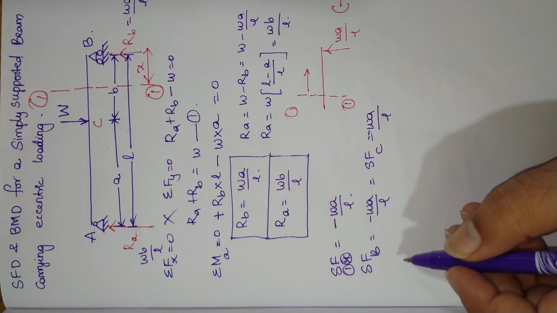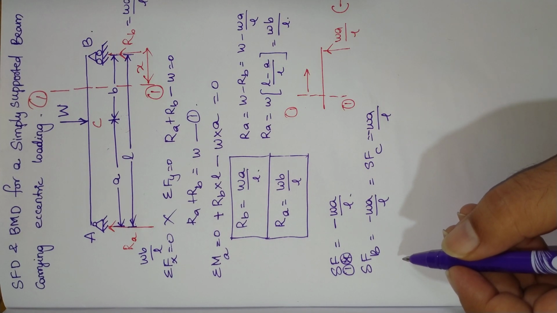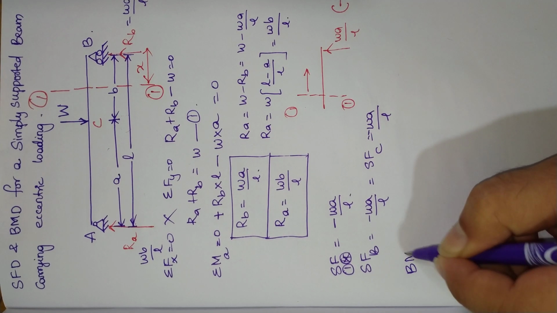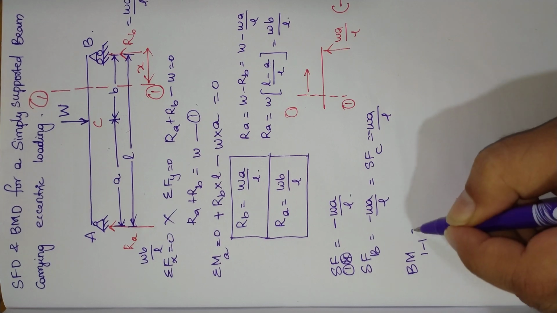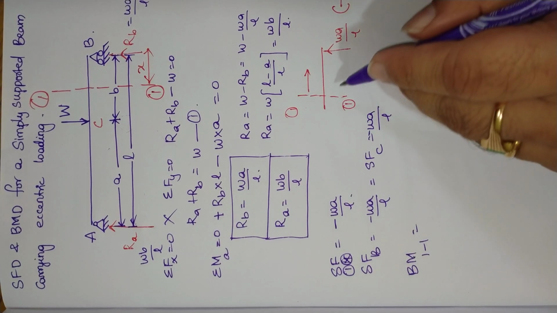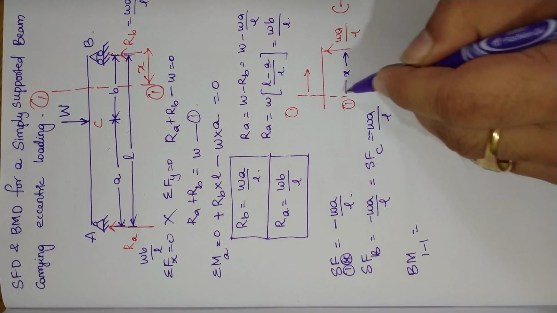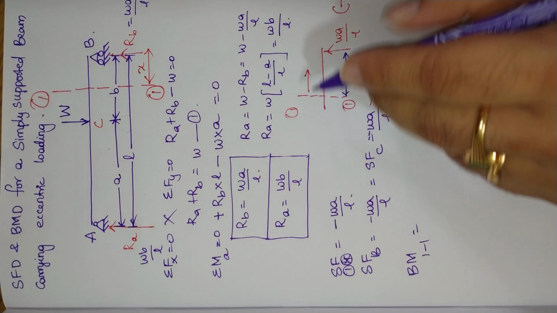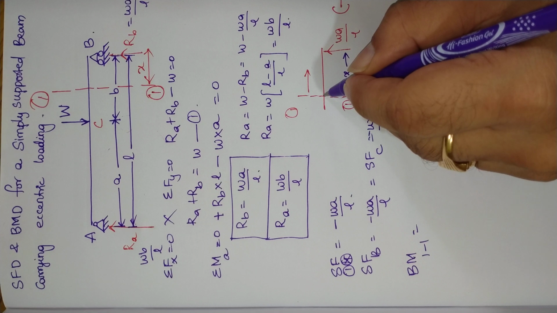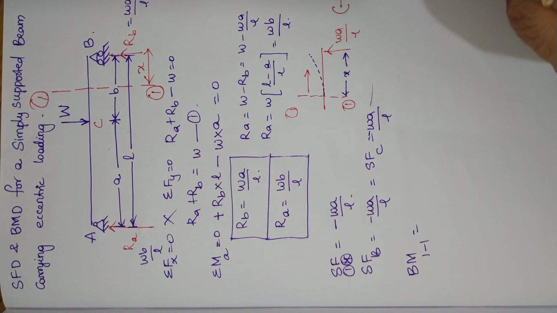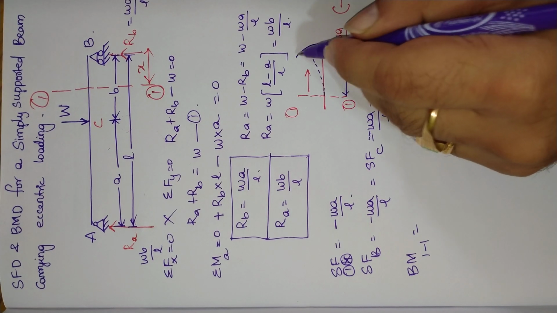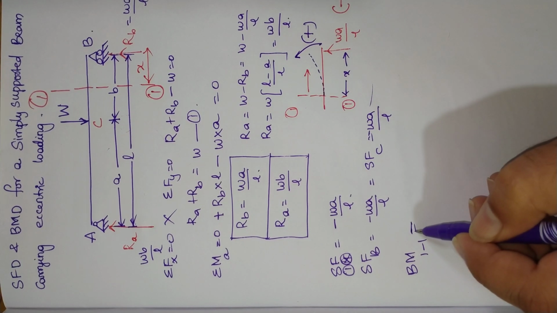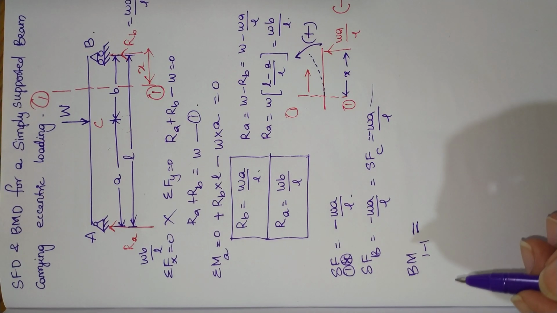Now let us consider one more section in between A and C. So before that, let us calculate the bending moment. Bending moment at any section 1 and 1 will be equal to, towards right side of the section, we have only one force here, so it is creating some anti-clockwise rotational effect. I mean to say it is creating some moment which is bending the beam in the upward direction. That means it is creating some positive bending moment, sagging moment, so it should be taken as positive.